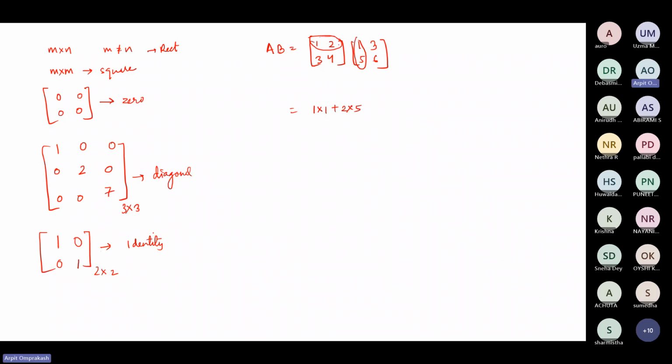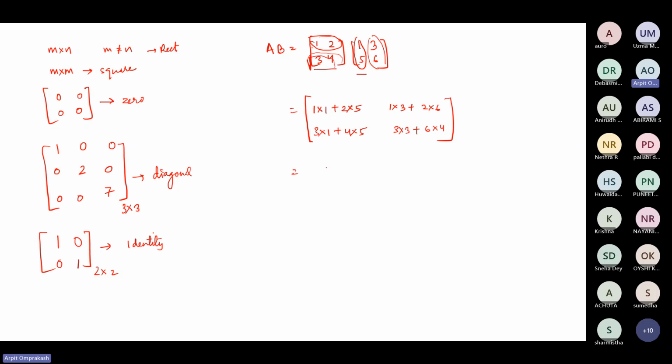Then we'll take the first row again and the second column, and do the same. So it'll be 1 into 3 plus 2 into 6. Then we'll take the second row and multiply with the first column. Second row and first column: 3 into 1 plus 4 into 5. And at the end, second row into second column: 3 into 3 plus 4 into 6. So this will be the result of our matrix multiplication.